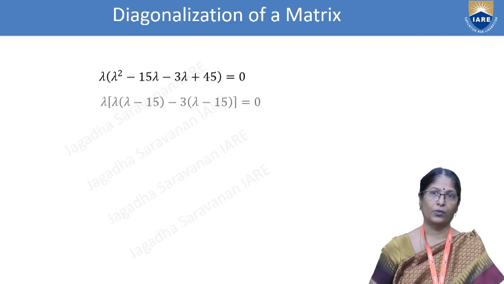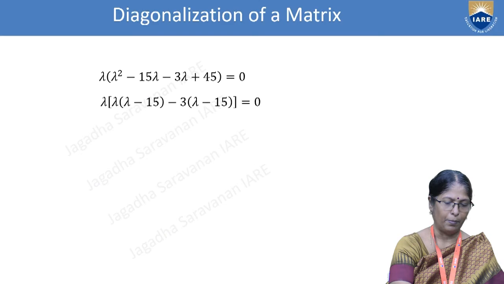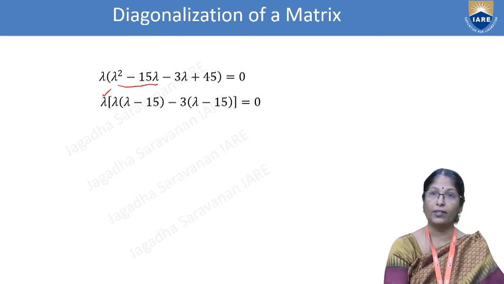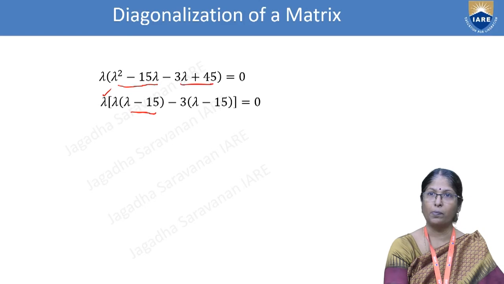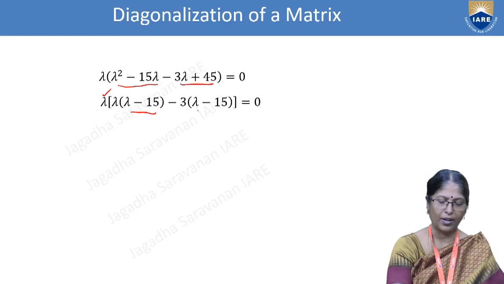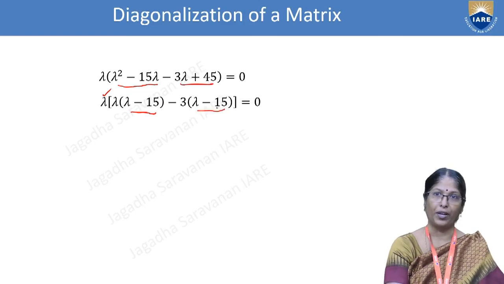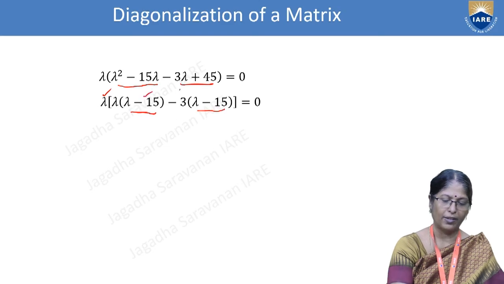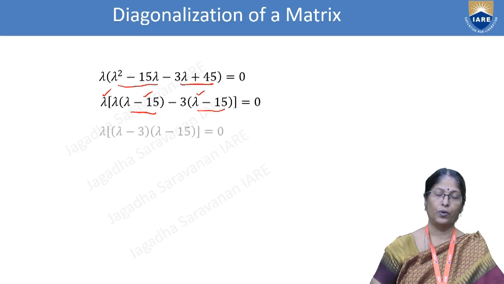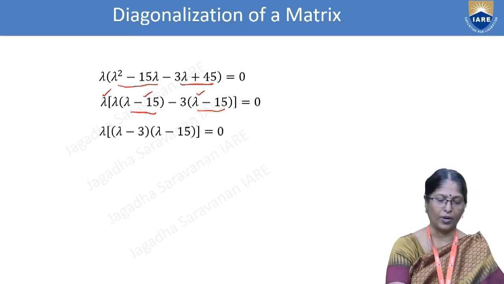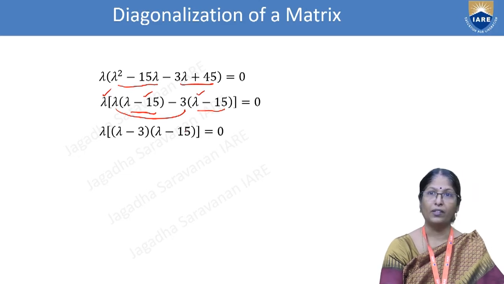So it is written. So now, same lambda. Here in this, common is lambda. It has taken. So the balance is written lambda minus 15. In this both common is minus 3. The balance is written lambda minus 15. So in both the brackets lambda minus 15 is common. So lambda minus 3, lambda minus 15.